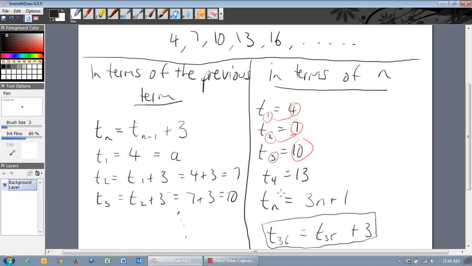But if you're asked to find T36 looking at this one, then you go, oh, well, T36 is just 3 times 36 plus 1. And so it's a much faster way. You can just do that in your calculator, easy. So this is much more powerful. And so if you can define it in terms of n, much better than in terms of the previous term. And I'll do more in the next video.